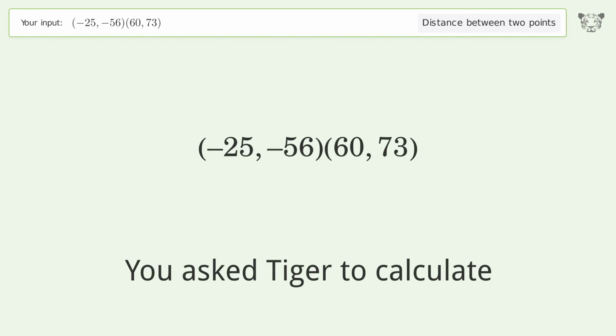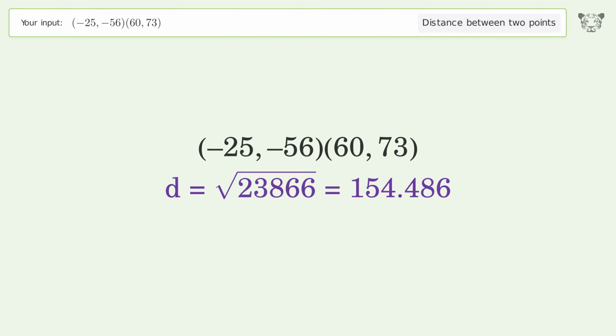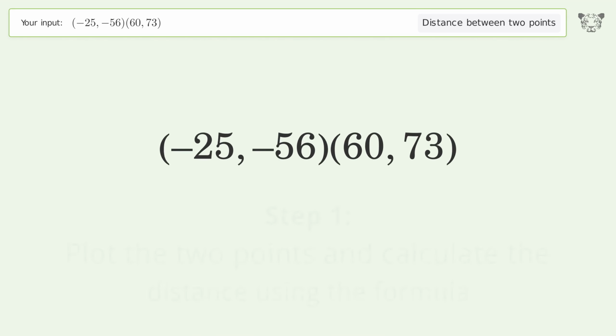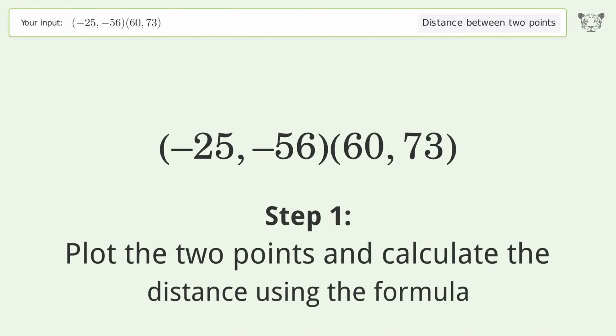You ask Tiger to calculate. This deals with the distance between 2 points. The distance between the 2 points is the square root of 23,866 or 154.486. Let's solve it step by step. Plot the 2 points and calculate the distance using the formula.